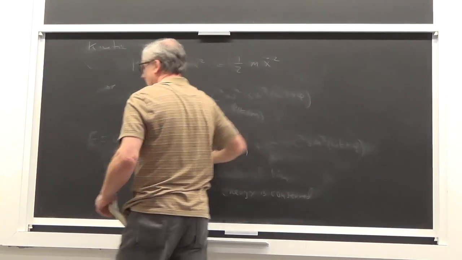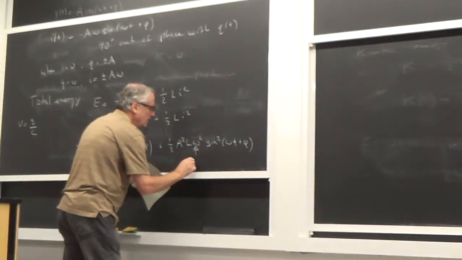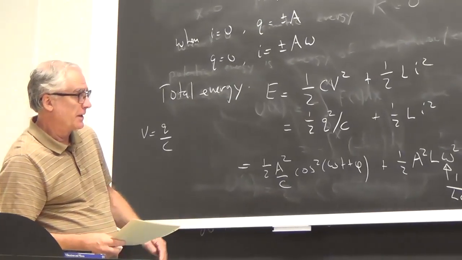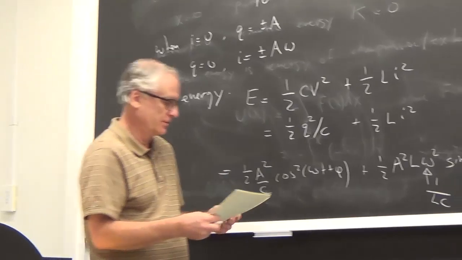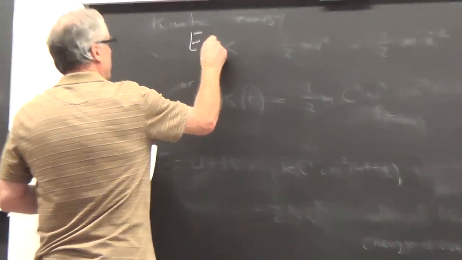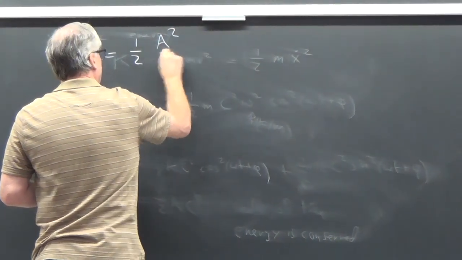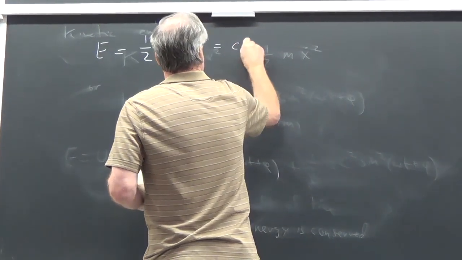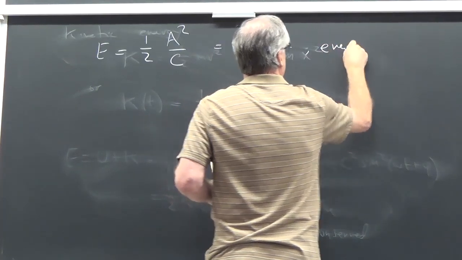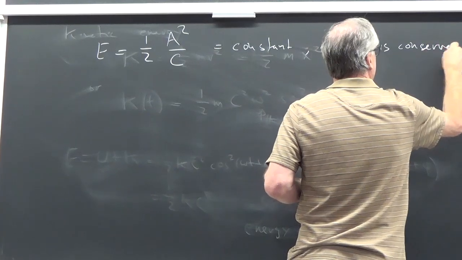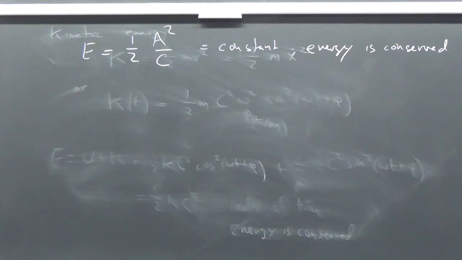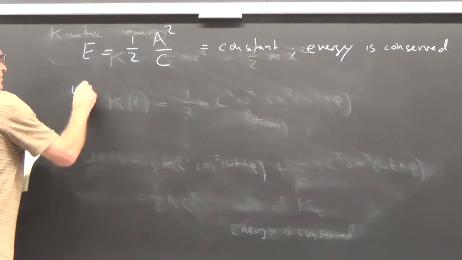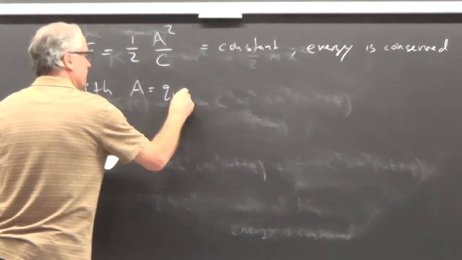So now I can use the fact that omega squared is just 1 over LC, because omega was 1 over the square root of LC. And then I find nice things happen. L cancels, I get an A squared over C, and A squared over C here. And so the energy is just 1/2 A squared over C, which has no time dependence. A is a constant, C is a constant. Constant. Energy is conserved.